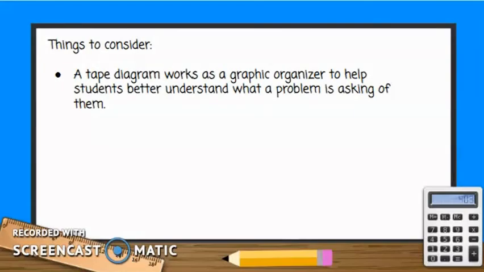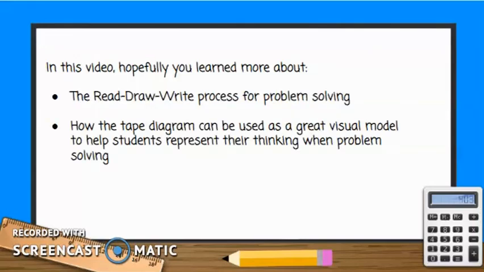Now that you have seen some examples of the tape diagram being used in multiplication and division problem-solving situations, there is something we want you to keep in mind. A tape diagram works as a graphic organizer to help students better understand what a problem is asking of them. In this video, hopefully you learned more about the read, draw, write process for problem solving and how the tape diagram can be used as a great visual model to help students represent their thinking when problem solving.